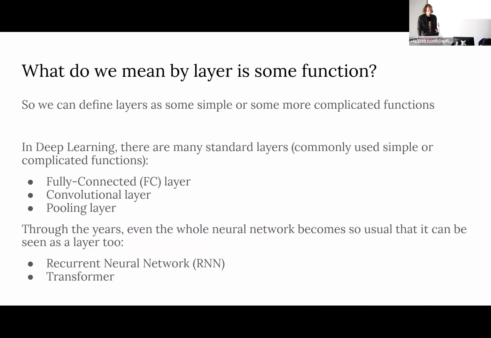However, some neural networks are so commonly used that you can use a whole neural network as just one layer of your larger deep neural network. For example, there are recurrent neural networks that we'll cover tomorrow, and you can use a recurrent neural network as just one layer inside your bigger deep neural network, or the transformer, which we'll cover on Thursday.